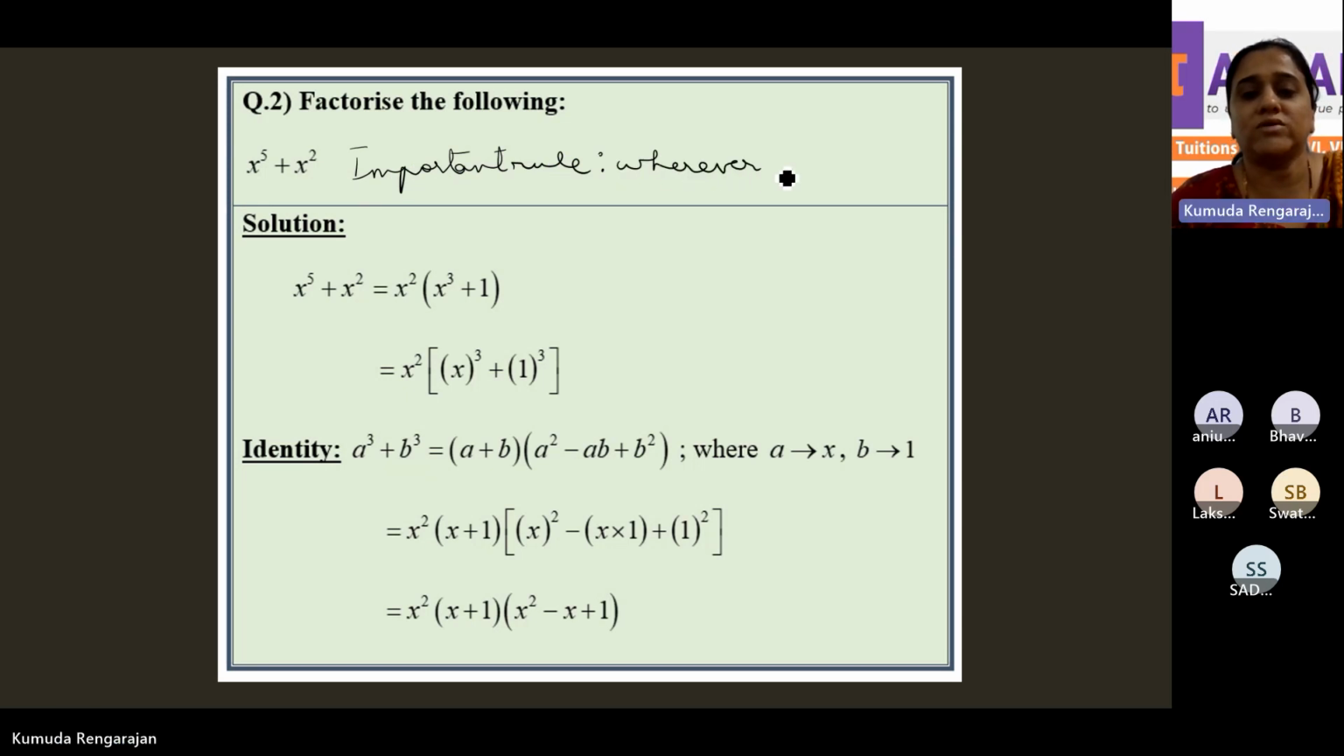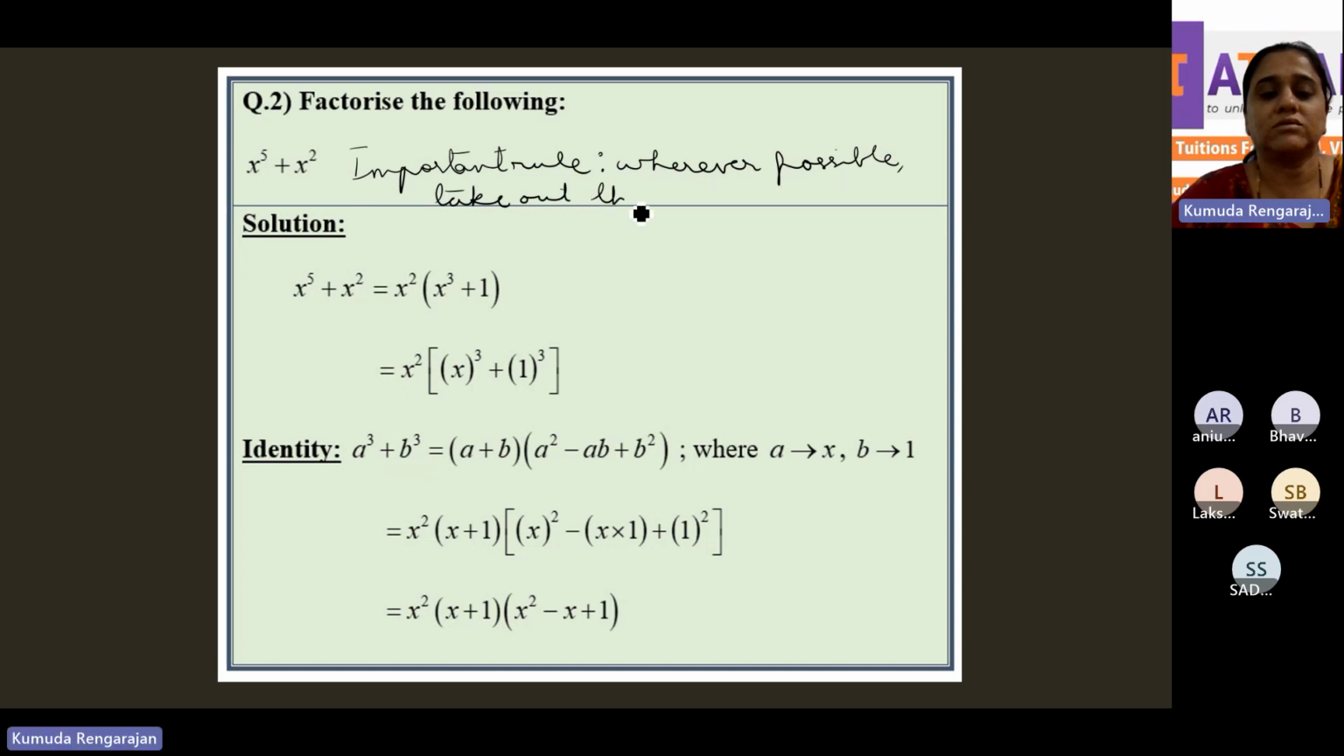Wherever possible, take out the common factor. Take out the highest common factor. So the HCF of x to the power 5 and x squared, the HCF is x squared. So take it out. Take out that common.